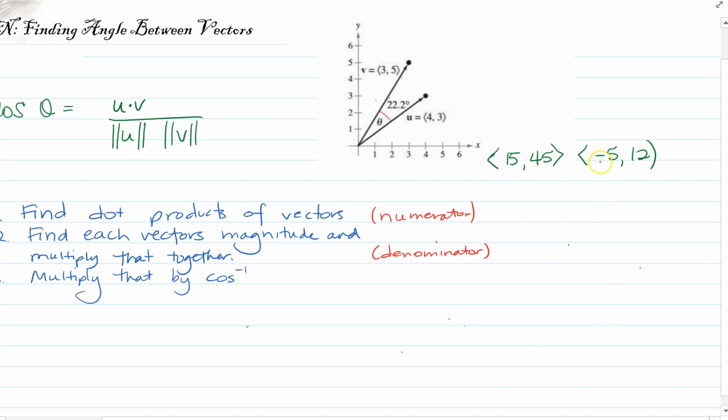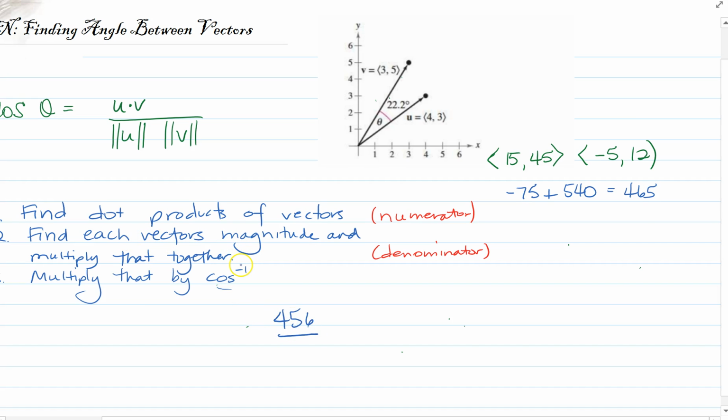So 15 times negative 5 is negative 75, plus 45 times 12, 45 times 10 is 450, and then 90 more is going to be 540. Okay, so that's going to give me 465. That's my numerator. Let me take it down here, 465.